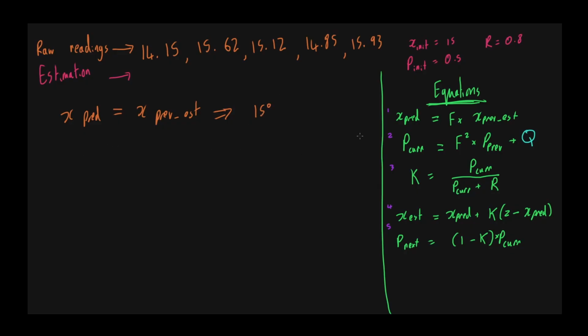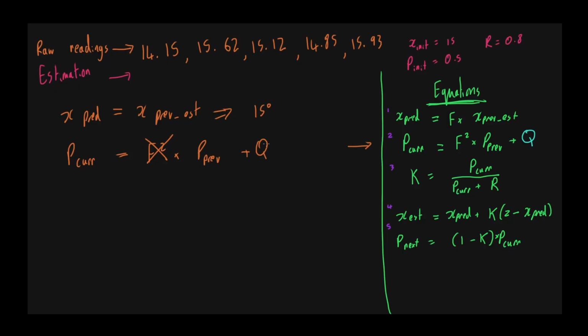Okay, for the next one, we've got P current. I didn't write P current in the last lecture, but P, which is the state error covariance, has a current and a previous value, and I should have written that. So let's write that down: P current equals F squared multiplied by P previous plus this Q value here. Again, remember we're on a constant model, so F equals 1. Just remove this entirely.